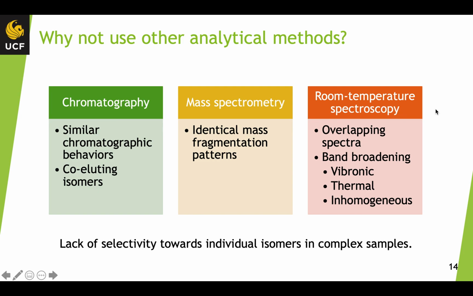And as far as room temperature spectroscopy, we do observe overlapping spectra because of band broadening caused by vibronic, thermal, and inhomogeneous band broadening. So these methods really lack the selectivity towards the individual isomers in complex samples.